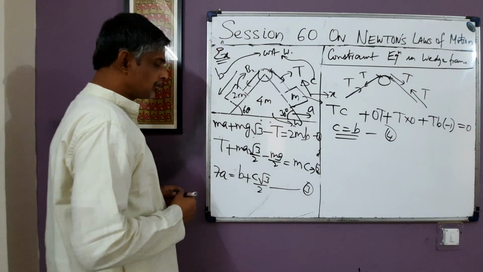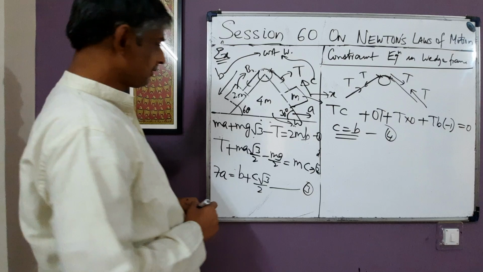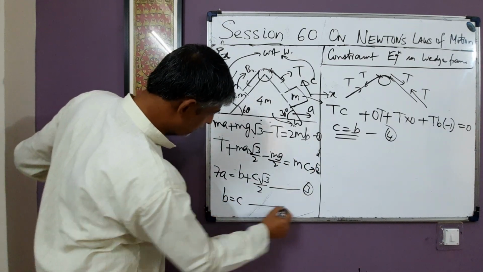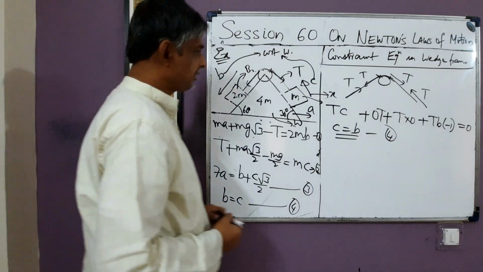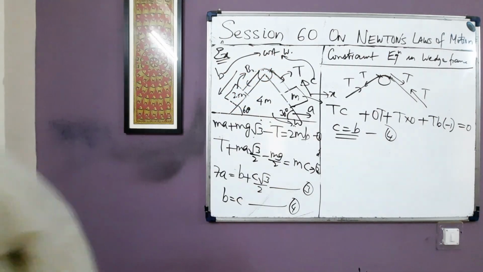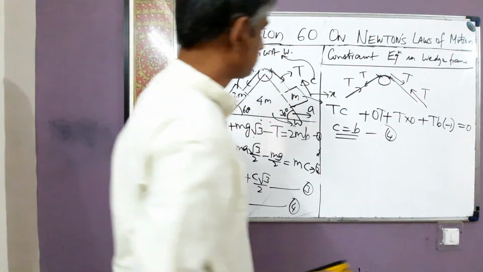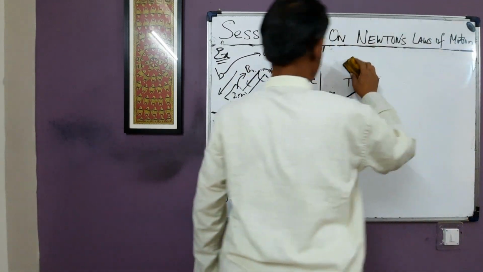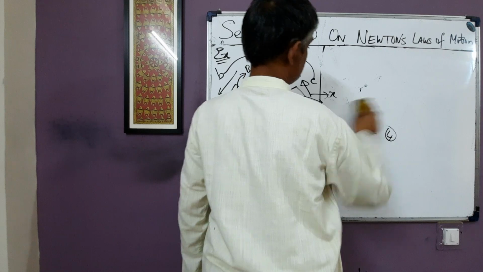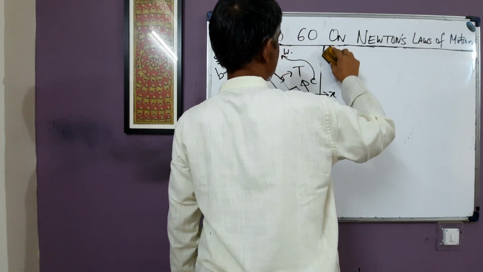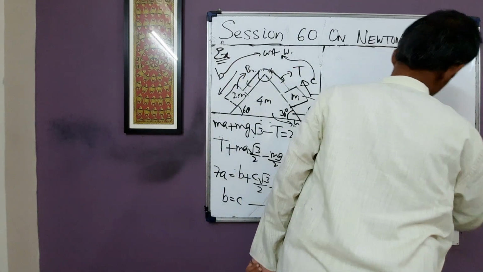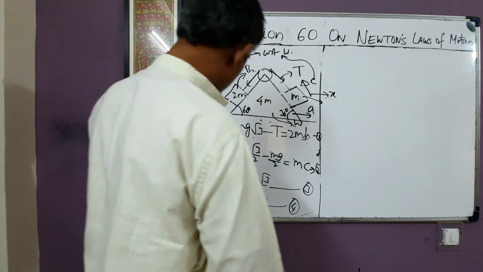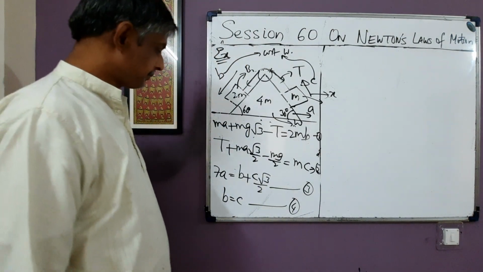So what I do now is write B and C here. B and C are equal. Now we have to determine the capital T from these equations. Now the question is how to solve such questions. That is the main point.